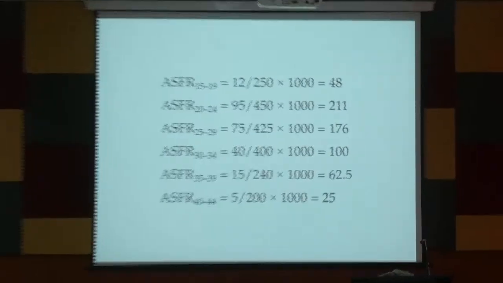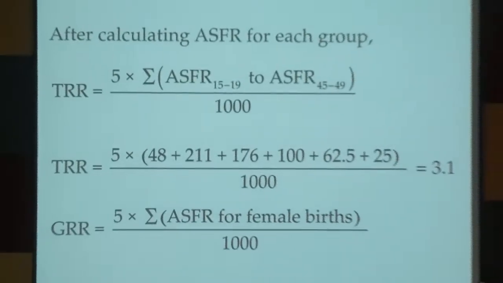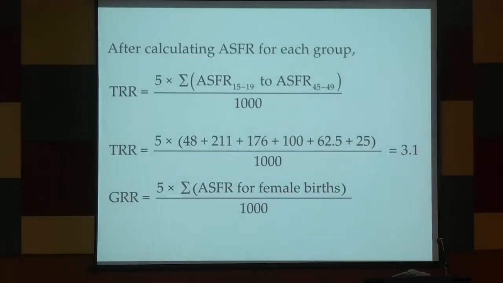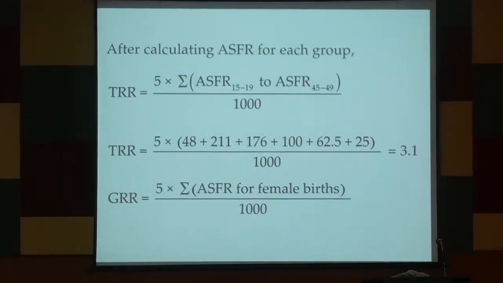You calculate the age-specific fertility rates for each of the age groups. This is not TRR, it's TFR actually. It is coming as 3.1. How did that answer come? 1558.